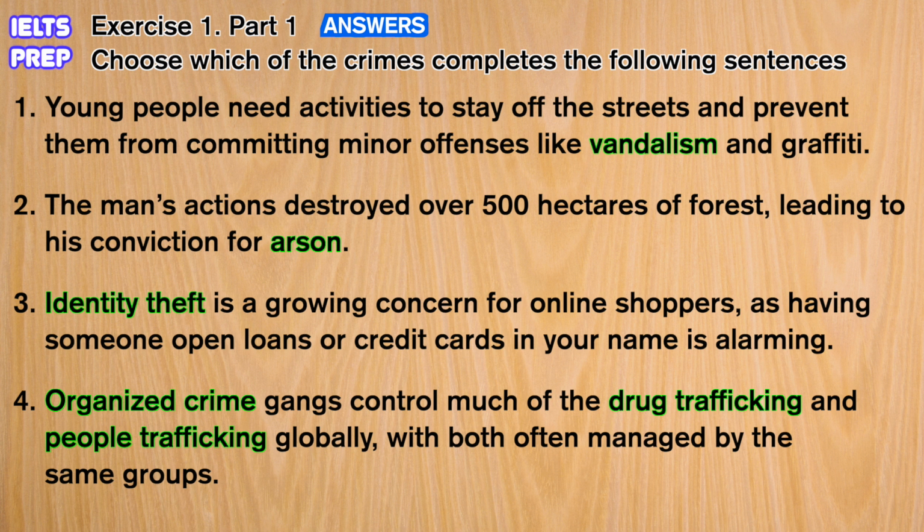Answers. 1. Young people need activities to stay off the streets and prevent them from committing minor offenses like vandalism and graffiti. 2. The man's actions destroyed over 500 hectares of forest, leading to his conviction for arson. 3. Identity theft is a growing concern for online shoppers, as having someone open loans or credit cards in your name is alarming. 4. Organized crime gangs control much of the drug trafficking and people trafficking globally, with both often managed by the same groups.